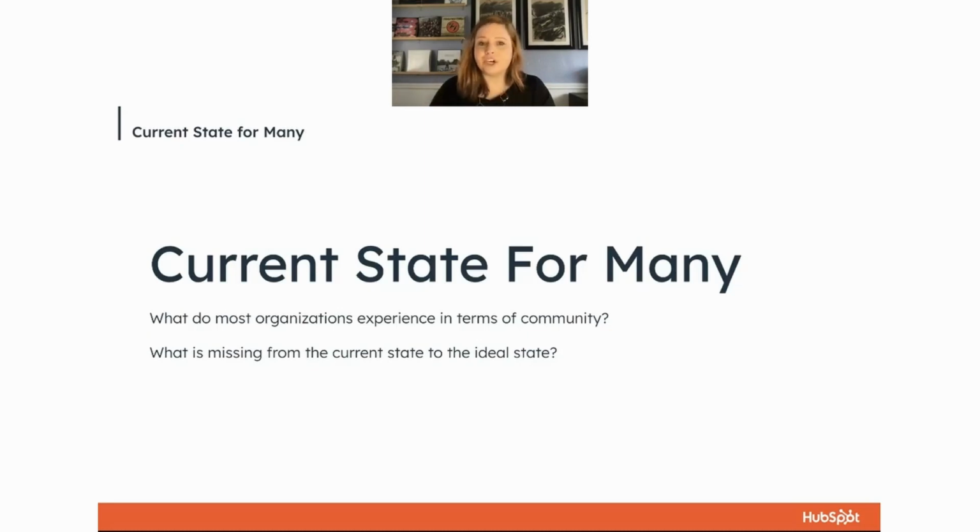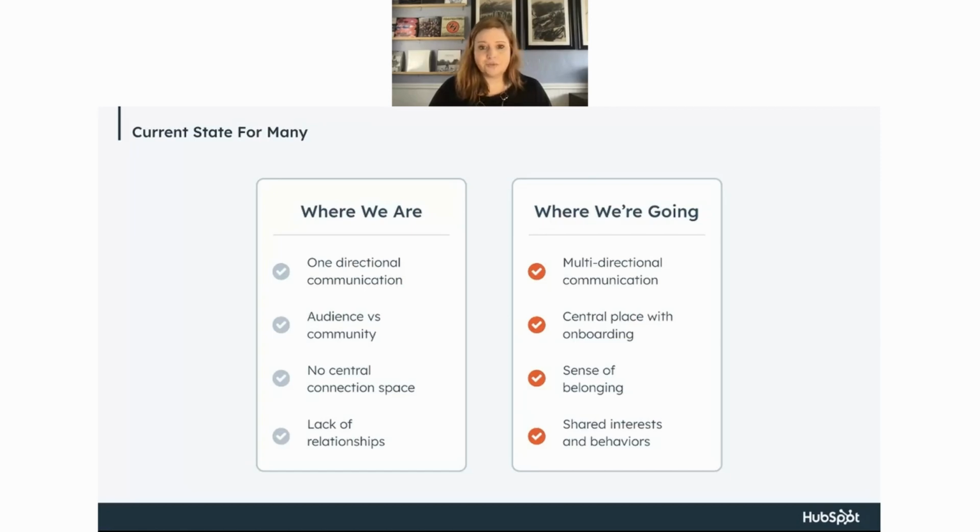So when we think about the current state for many, what you're going to see is there is a clear disconnect between current state and ideal state. And I think if you consider some of the brands that you're thinking about, ones that you are either a customer of or an advocate of or something that you just generally love, I think that you're going to see some of these patterns showing up. And then really, I challenge you to wonder, what would that brand have to do to make you feel more involved, to make you feel like you're more a part of a community versus a part of their audience? So what this looks like for most of us is it's one directional communication.